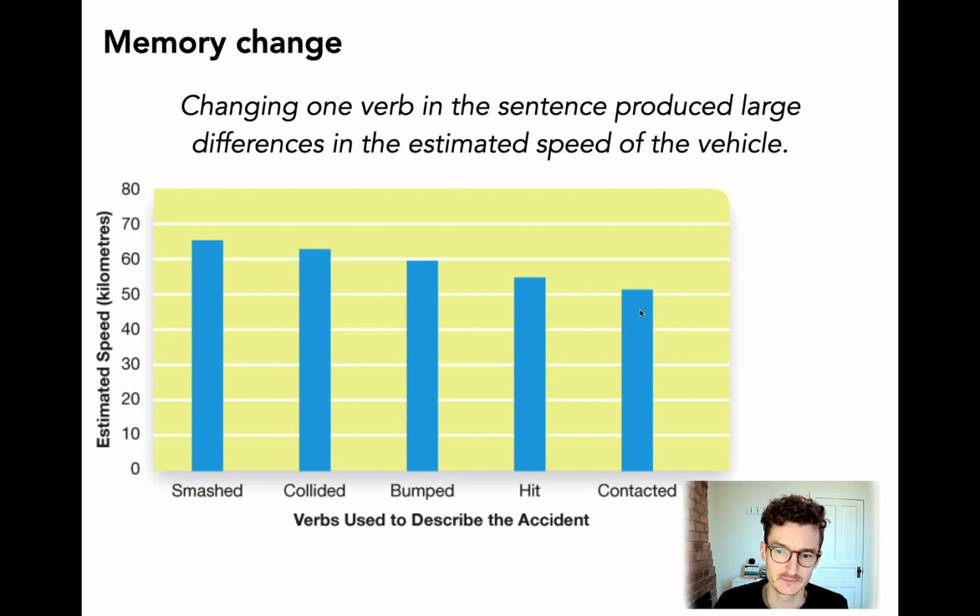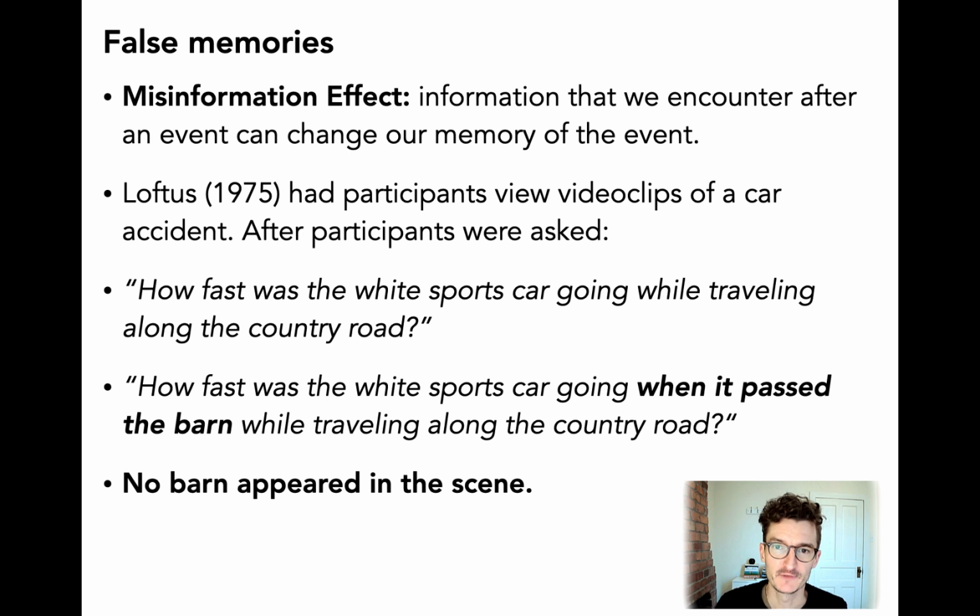And this work suggested that eyewitness testimony might be horribly flawed, might be very susceptible to biased questioning by lawyers, by police officers. In one study, Loftus showed that she could actually implant false memories into people. So this is known as the misinformation effect. And so information that we encounter after an event can change our memory of that event.